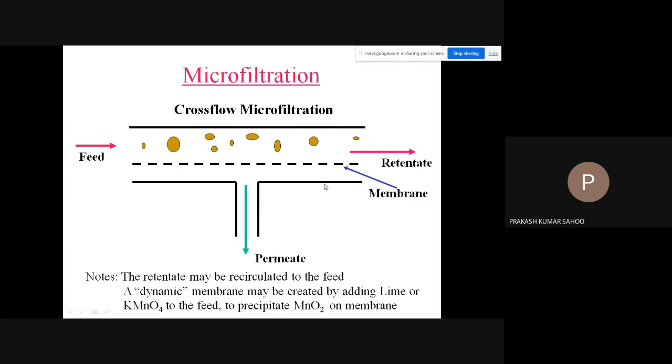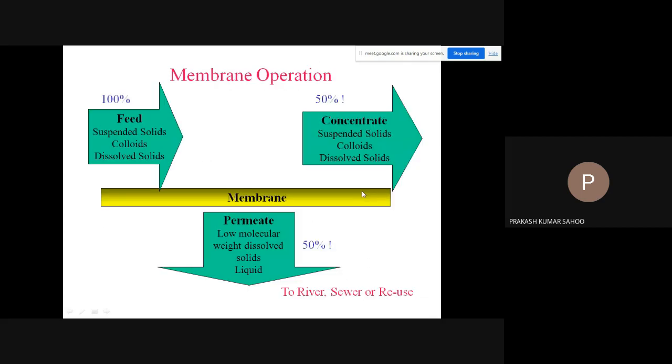Then the retentate is recirculated to the feed. A dynamic membrane may be created by adding lime or potassium permanganate to the feed to precipitate manganese oxide on the membrane. So this is just one example of microfiltration.